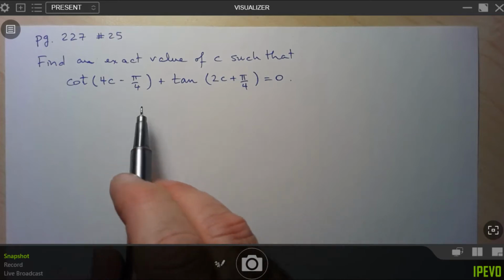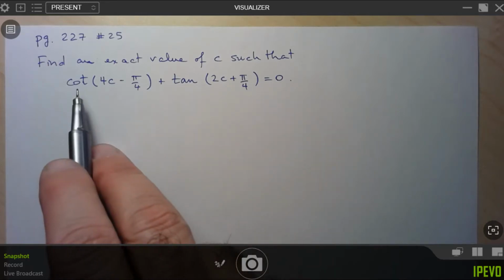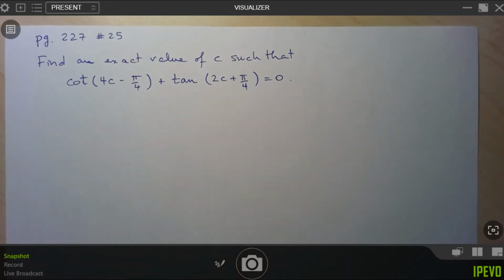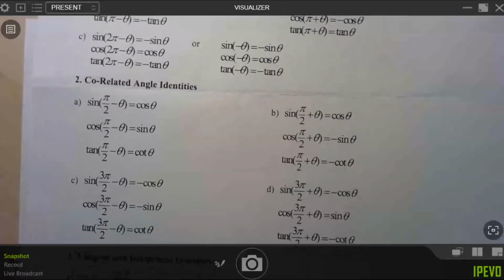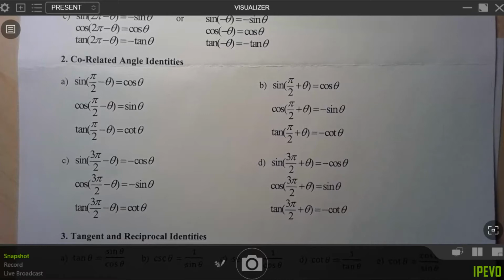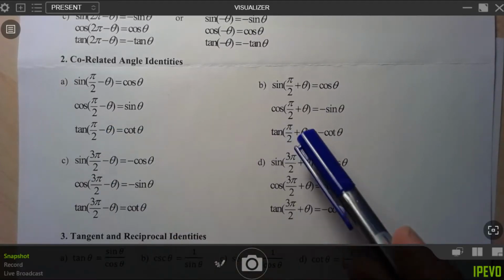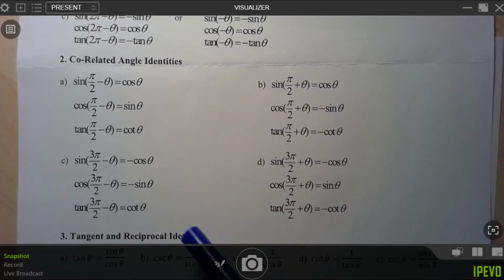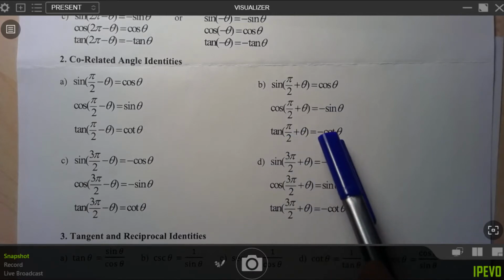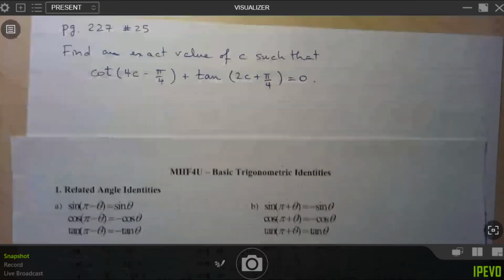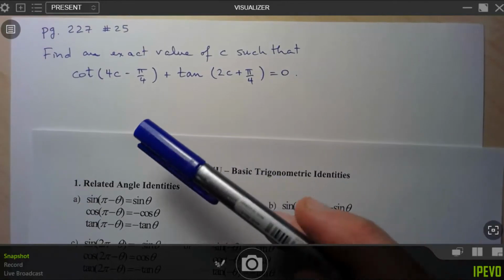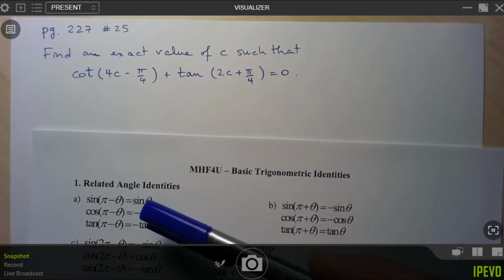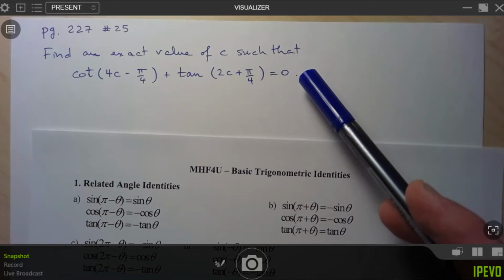But the other thing I notice here is I have an equation that has both cotangent and tangent. That actually reminds me of something on our formula sheet. If you look at the correlated angle identities, you see 4 equations which have both tan and cotangent. In fact, what you have is a tangent value equal to a cotangent value, or a tangent value equal to the negative of a cotangent value. And when you take a look at this equation, you realize that you can write it in such a way by bringing one of these terms to the other side.